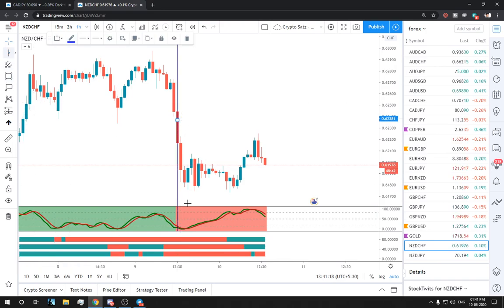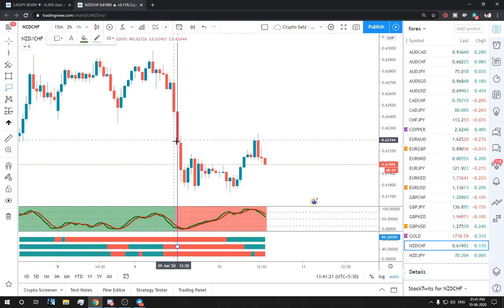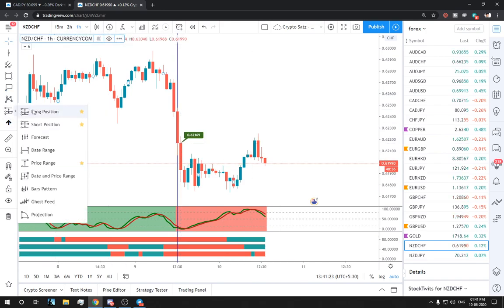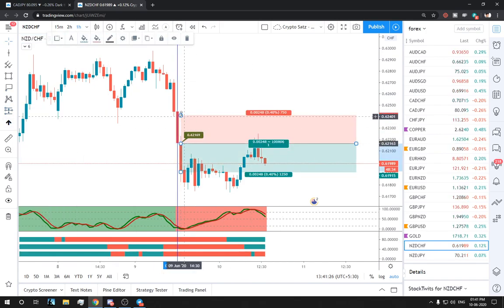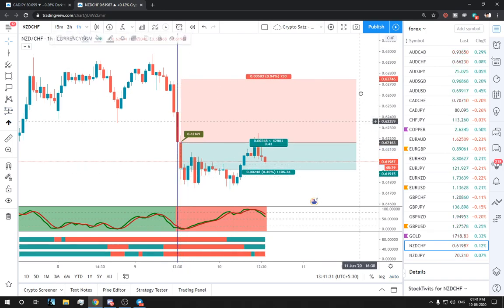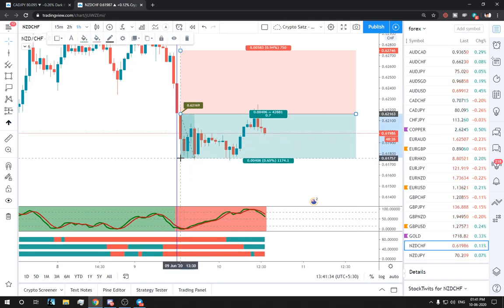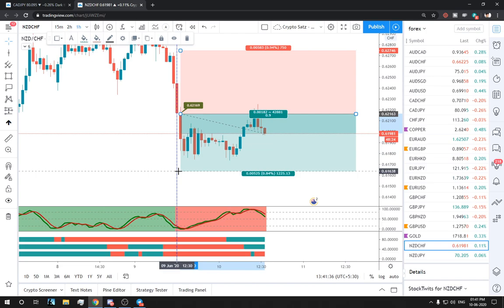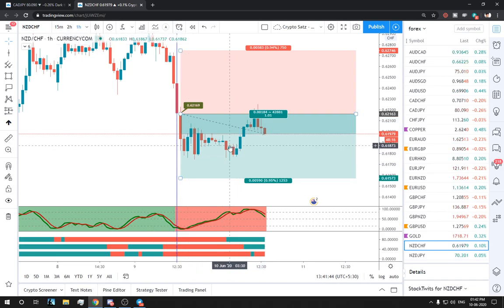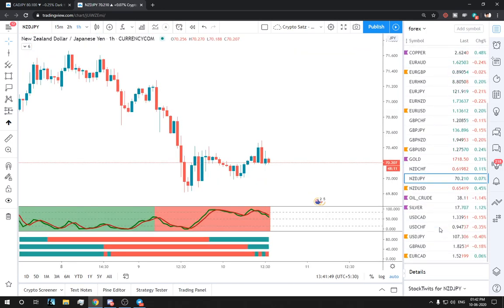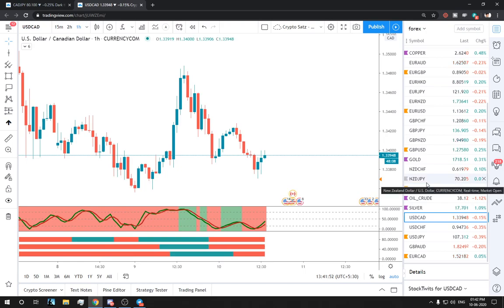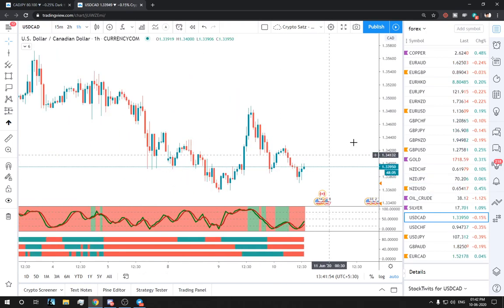NZDCHF, we had a short signal. Previous structure is high. As it is very huge, we can place our stop loss like this. So this trade is still open, it's not closed yet, but we are in profits. So let's move to next. I'll just skip guys because the video is getting longer.